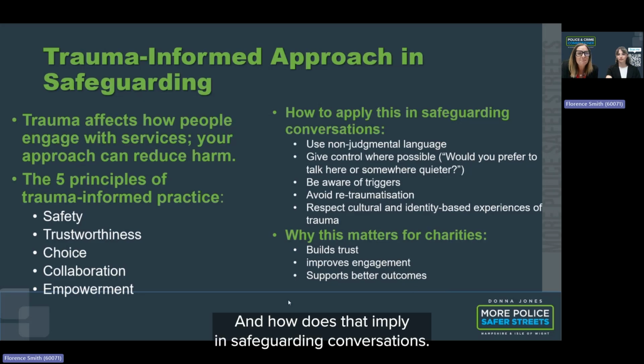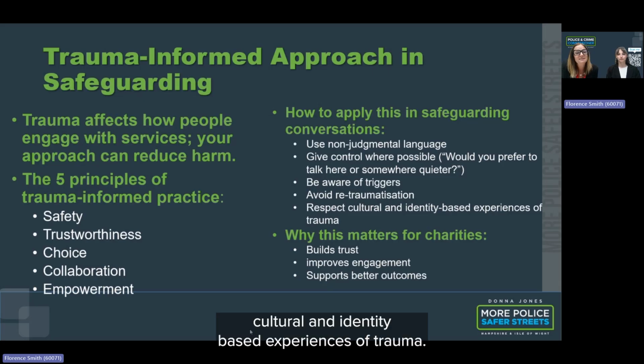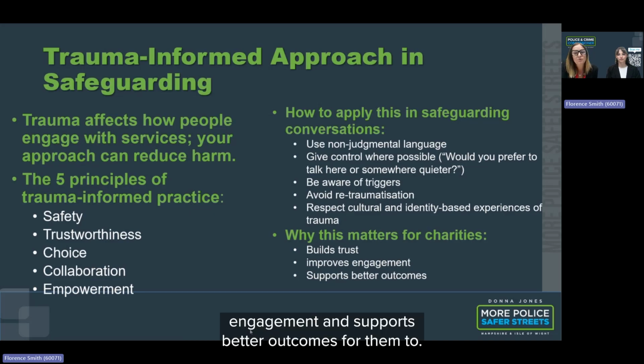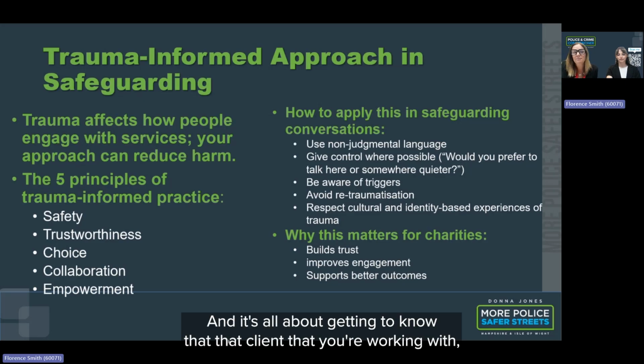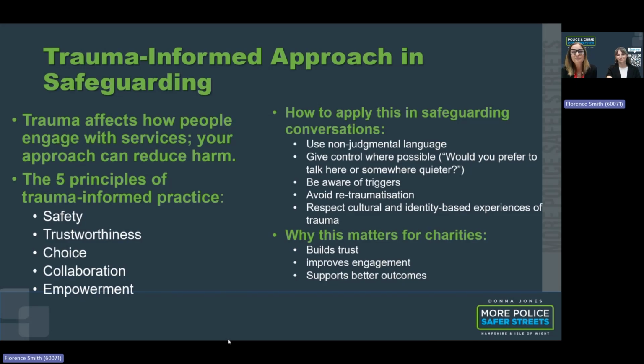And how does that apply in safeguarding conversations? So it's using non-judgmental language, giving control where possible, being aware of their triggers, avoiding re-traumatization, and respecting cultural and identity-based experiences of trauma. And it obviously builds trust, improves engagement, and supports better outcomes for them too. It's all about getting to know the client that you're working with, the person that you're supporting, and knowing a bit about what their needs are.